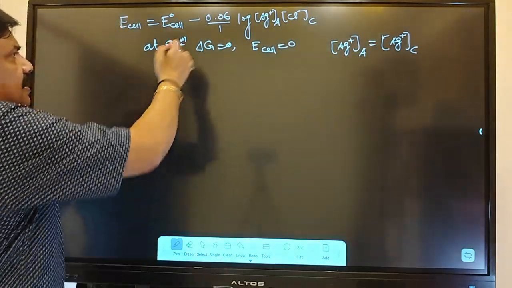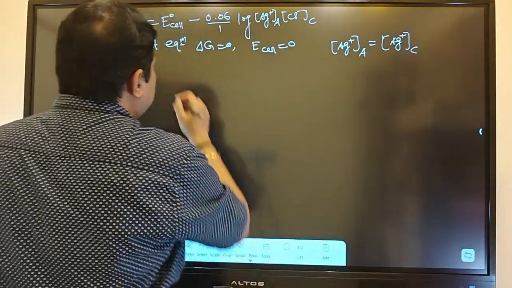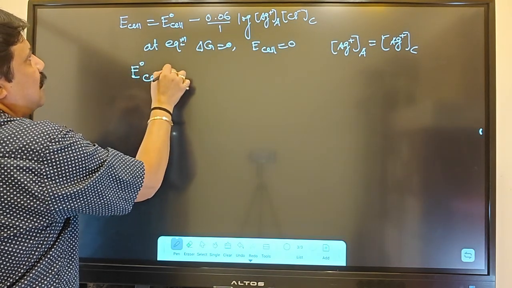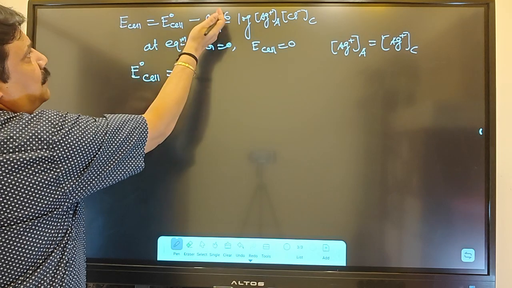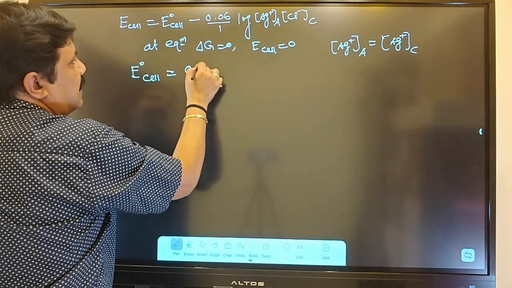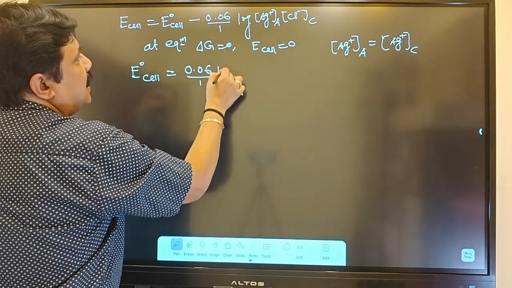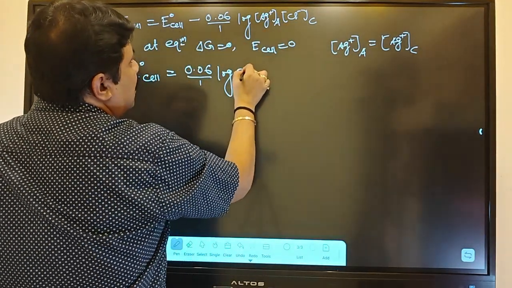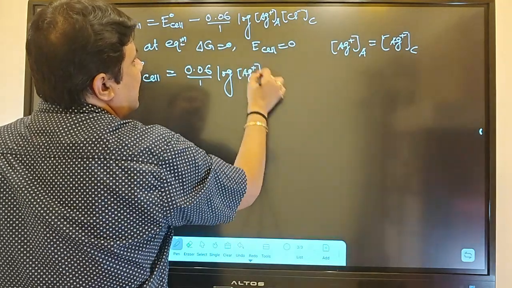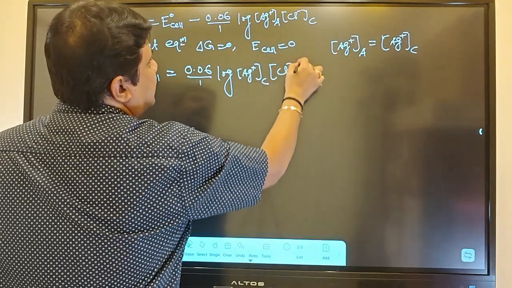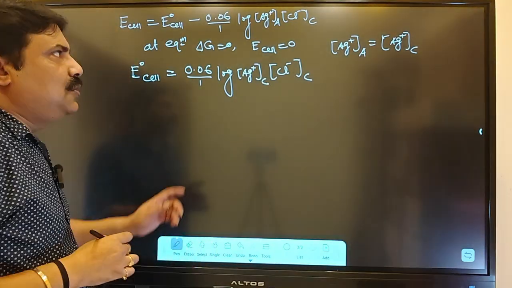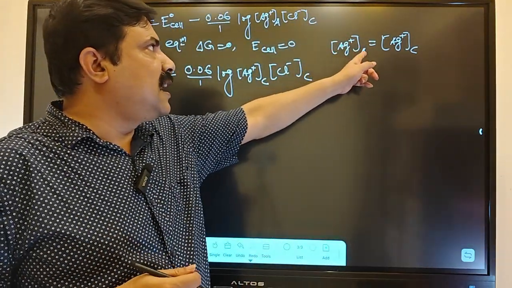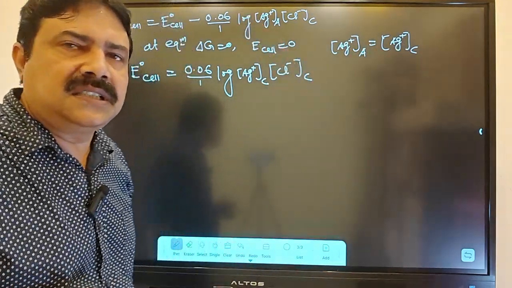So now delta G is 0, E cell is 0, then immediately I can write E naught cell equals 0.06 by 1 log of silver ion concentration at anode, this part is 0, and if you bring it to this side it will be a plus sign, times silver ion concentration at cathode into chloride ion concentration at cathode. And now you know why at equilibrium there is no concentration gradient: silver ion concentration at anode equals silver ion concentration at cathode.